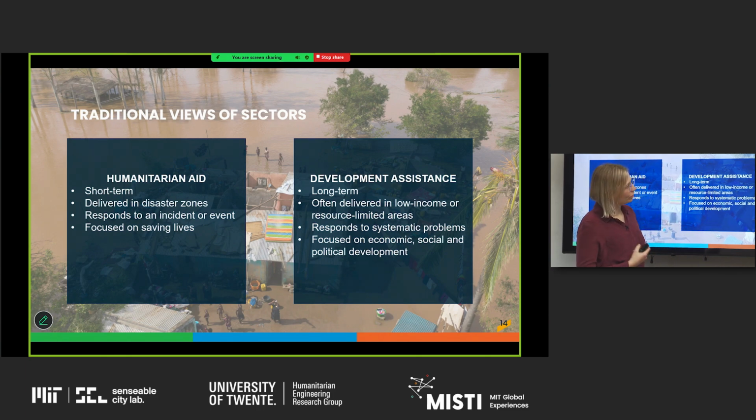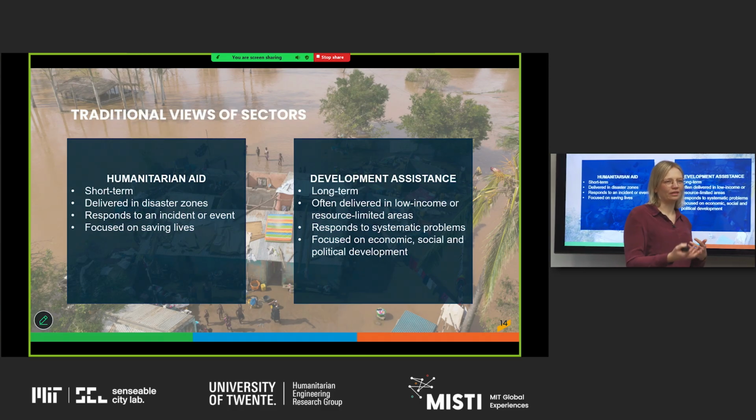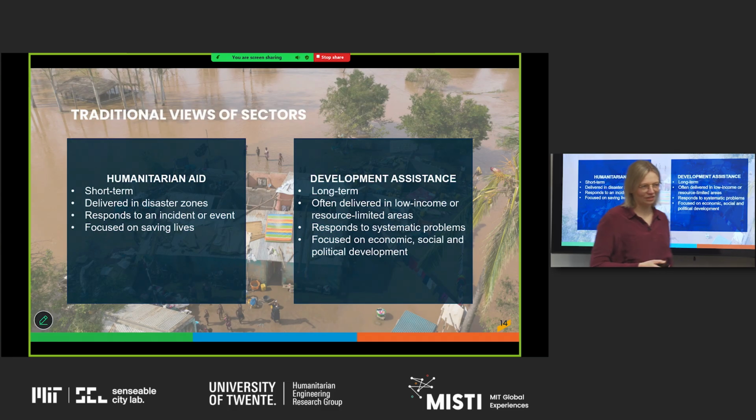Now, as I said, that was more a traditional view. It has changed a little bit. We don't call it development necessarily anymore, and also we are focusing more on the well-being of people rather than the economic development in a sense.